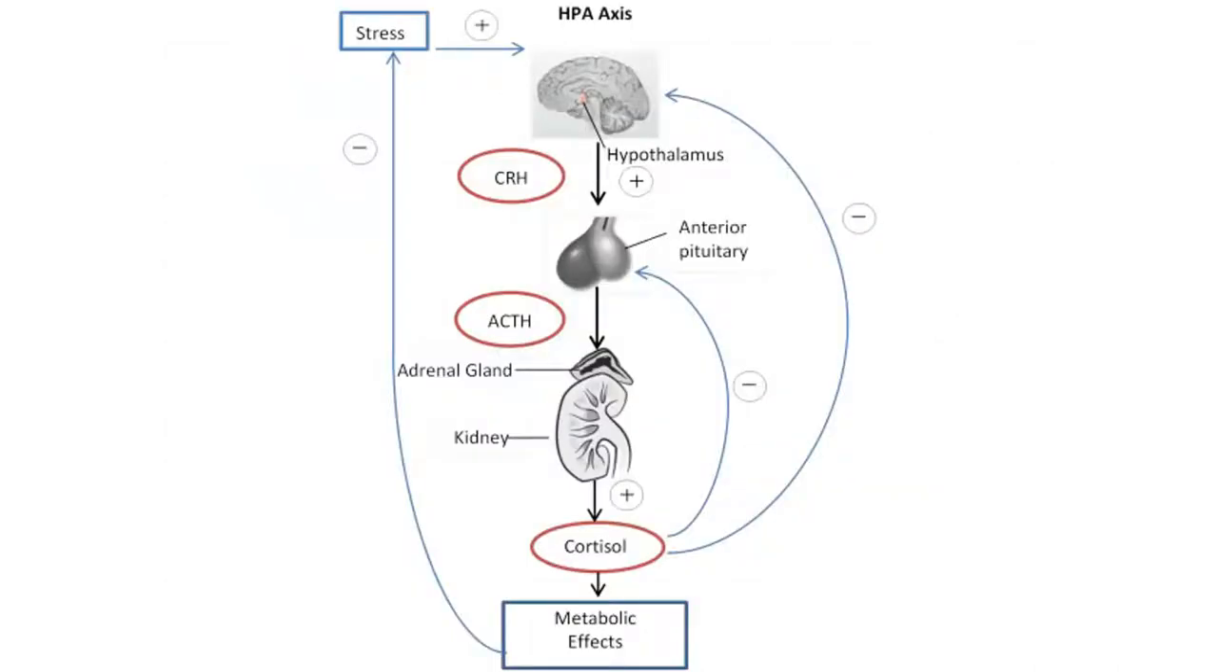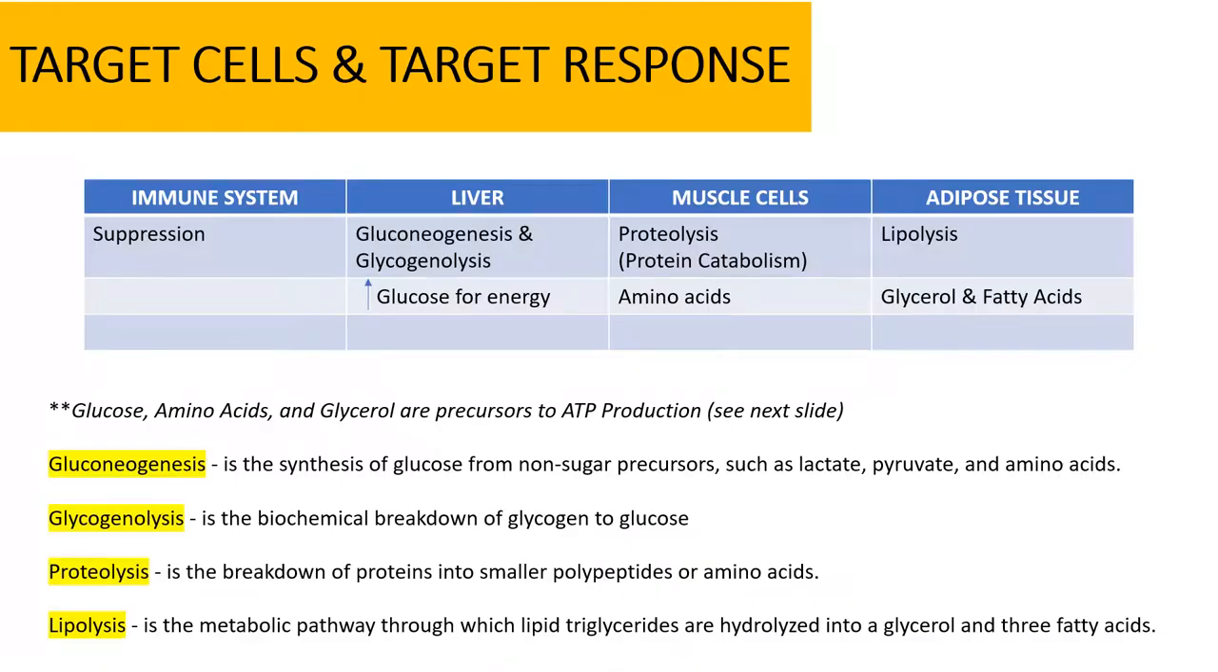Again, just showing the same thing. The difference with this is I wanted to show you what cortisol does. It affects your metabolic processes, which means we've got cellular respiration involved. We've got glucose involved in this. So what are the target cells and the target response? Well, there are several target cells, so we're going to have to look at these each individually. That's why you've got the table here.